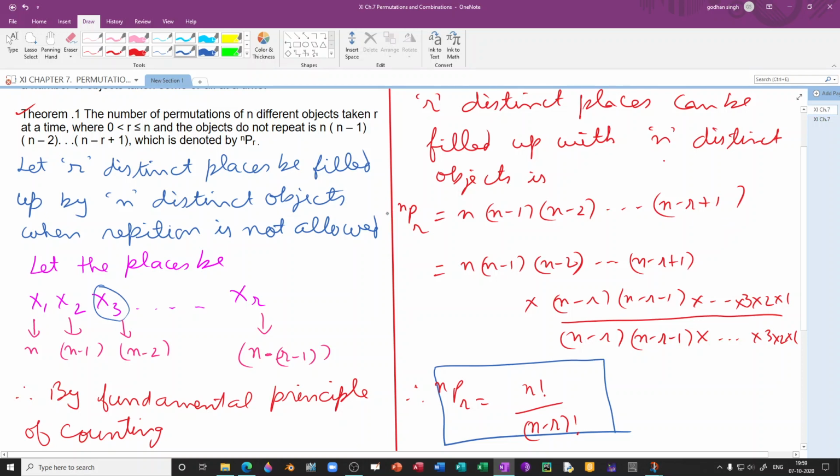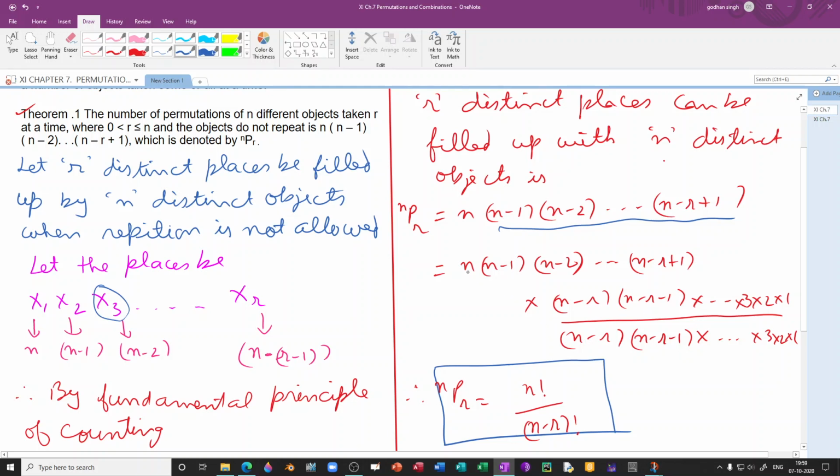We already know what factorial is. N factorial stands for the product of all the natural numbers starting from n till 1. Now here nPr is equal to n into n minus 1, n minus 2, n minus 3, so on till n minus r plus 1. To use the form of factorial, we'll take this multiplication till 1. The last number which we have is n minus r plus 1, so the next number will be n minus r, and then the next will be n minus r minus 1, so on till 1. So we'll multiply and divide by n minus r into n minus r minus 1, so on till 3 into 2 into 1, numerator and denominator both.